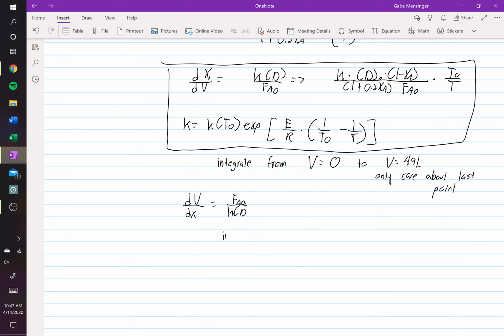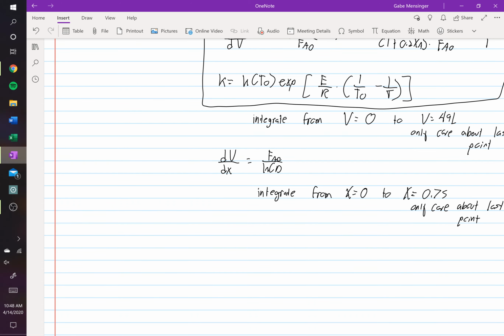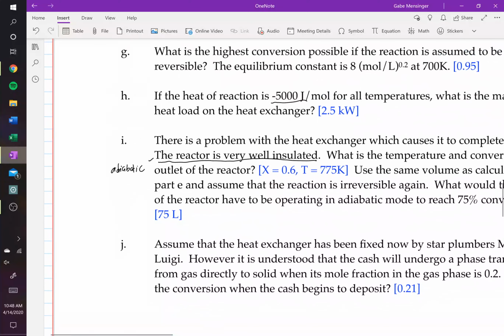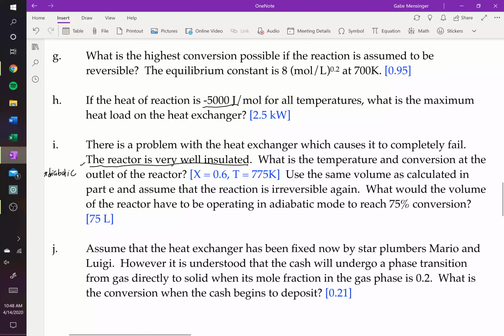And in order to do this, you're going to integrate from x equal to 0 to x equal to 0.75. And again, I only care about the last point. There you go. That will probably be the part that eats up your time the most, but I think you guys have done enough that you won't have too much of a problem dealing with it.